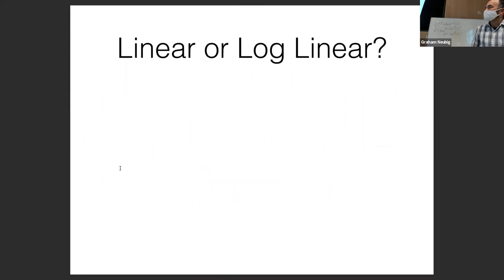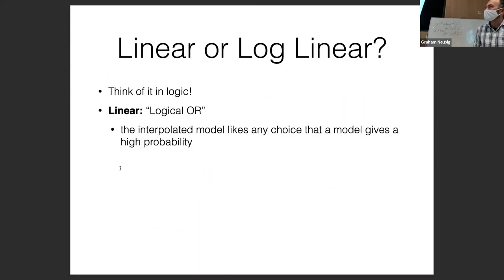So which one do we want to be using at what point? We can think of these basically according to logic. A linear is like a logical OR. So the interpolated model will like any choice that a model gives a high probability. For example, if one model gives it a high probability, another model gives it a very low probability, then it will still get a high probability.